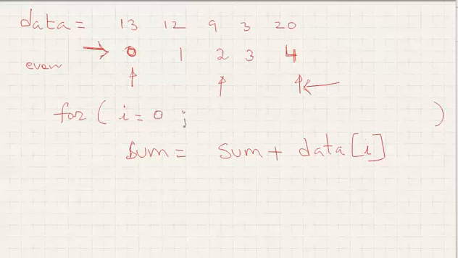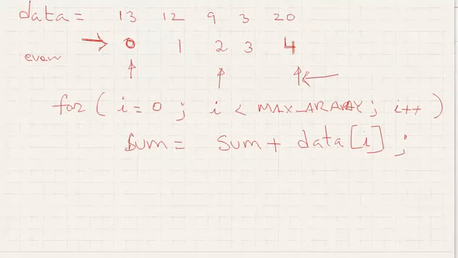I equal to 0, because I want to start at 0. I less than max array, which is my size, right? So if I say I plus plus, then it's going to be 0, 1, 2, 3, 4. But I want to skip. So if you want to skip, you should change that to I equal I plus 2. So iteration 0, next time when you come it will be 2, next time again it will be 4, and it goes on, right?